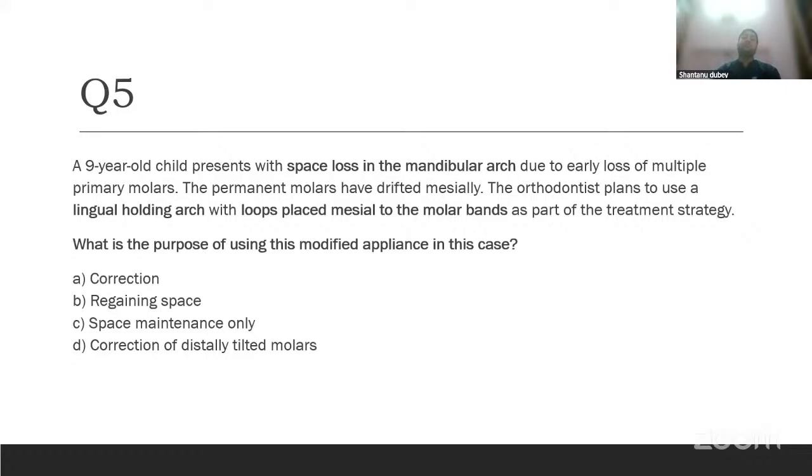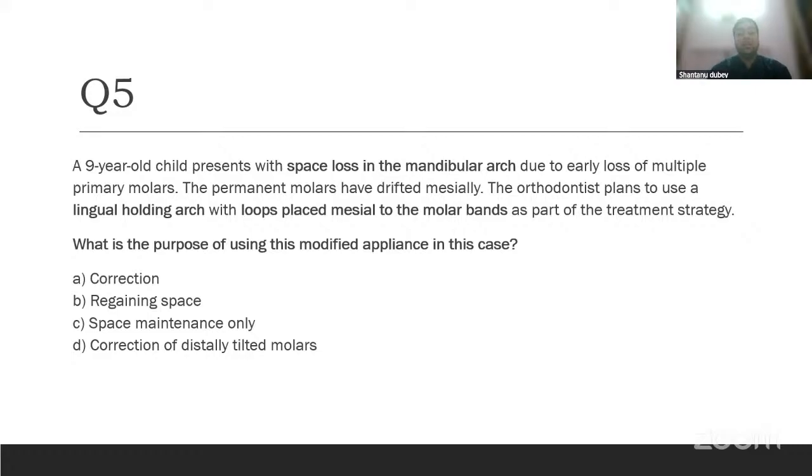If the question ended here and they asked which is the best space maintainer, the answer would be lingual holding arch. But they have already told you that the lingual holding arch is given. They are asking why the orthodontist has given this arch. Is it for regaining space, which is the second option? Is it for space maintenance only, which is the third option? And the fourth option, correction of distally tilted molars. First of all, why would the molars tilt distally? They would tilt mesially. So this option is eliminated.